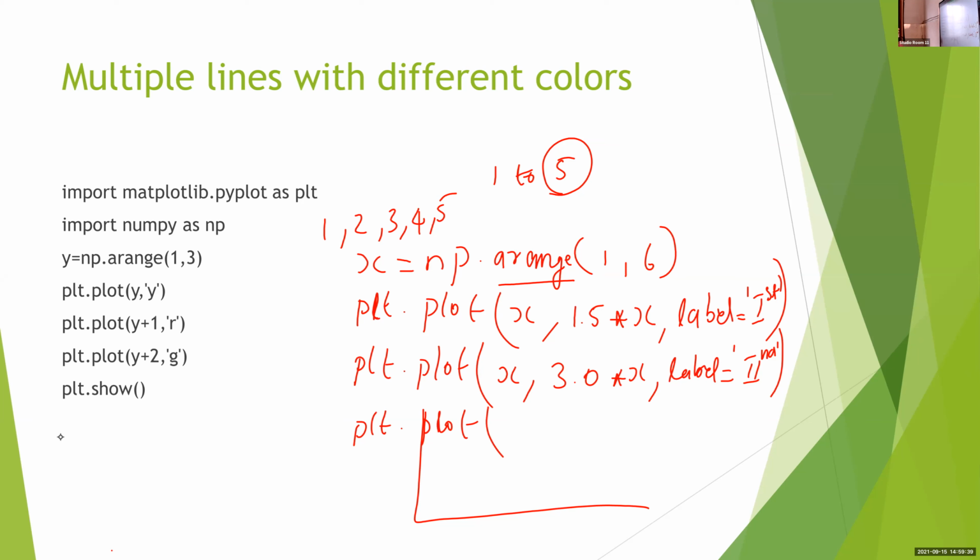Which are the values here? Ma'am, x plus x comma, x comma, ma'am, x divided by 3.0. Correct, Amal. Very good. So that is label equal to third.